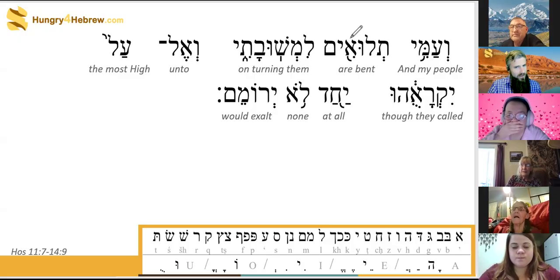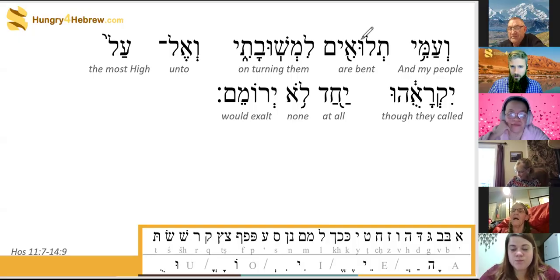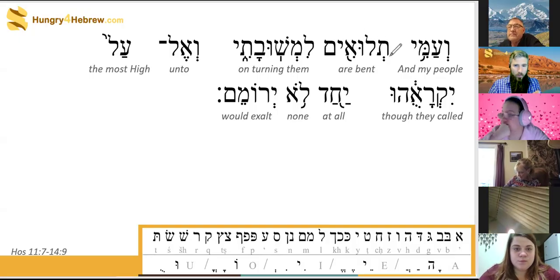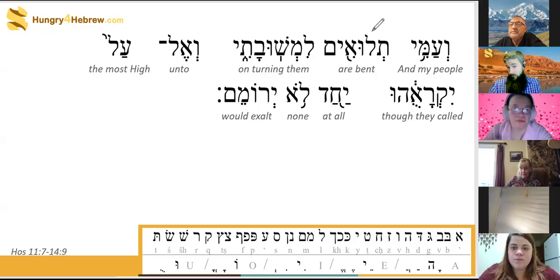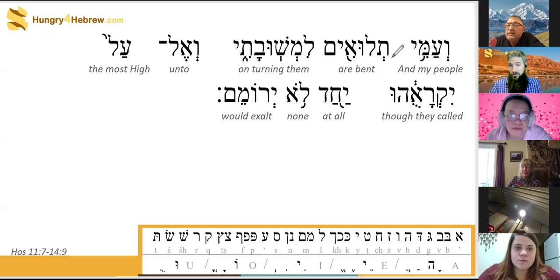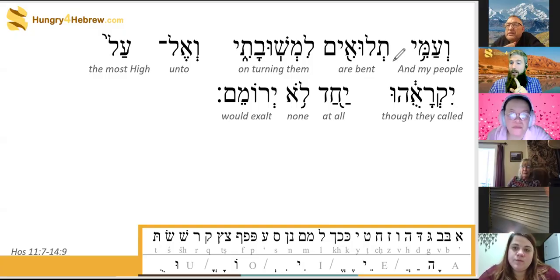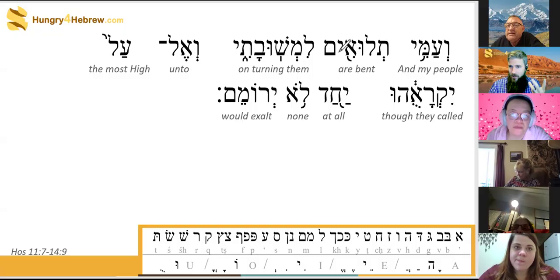I don't know that it's necessarily related. It could be separate. I'd have to look it up. But this root we're looking at is tav lamed aleph. What form is it? It's an adjective. It has the -im different ending. What kind of an adjective is it? Passive participle. Very good.